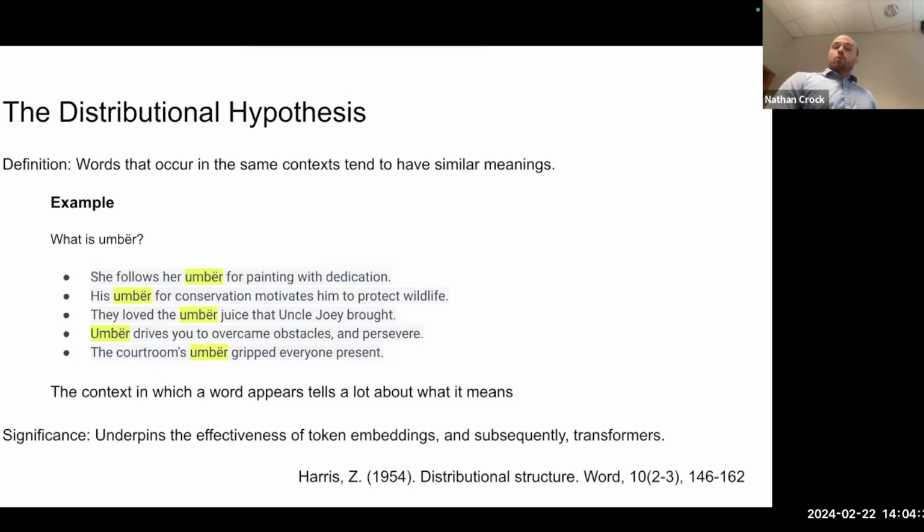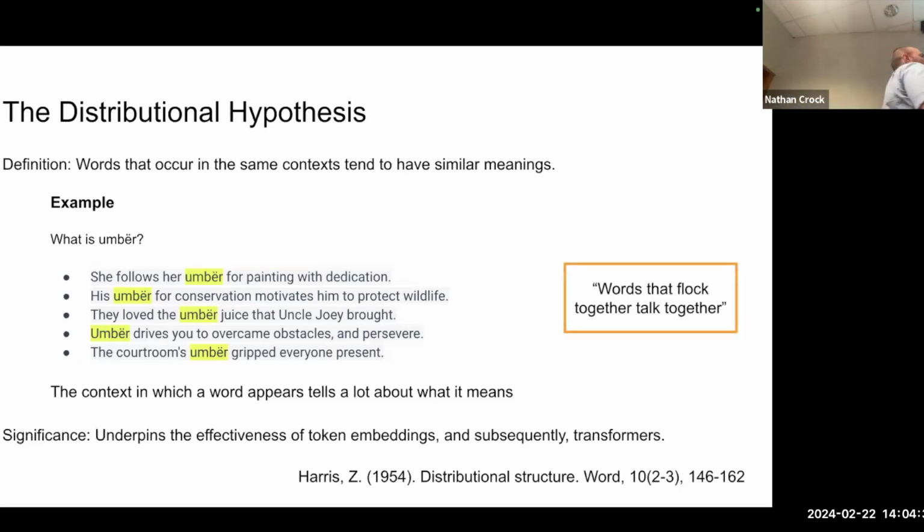I think this is a really important concept, so I've tried to come up with a pithy little way of remembering it, inspired by good old Hebb and his neurons that fire together, wire together, from the neuron doctrine and Hebbian plasticity. So words that flock together, talk together, if you want to try and remember this principle.